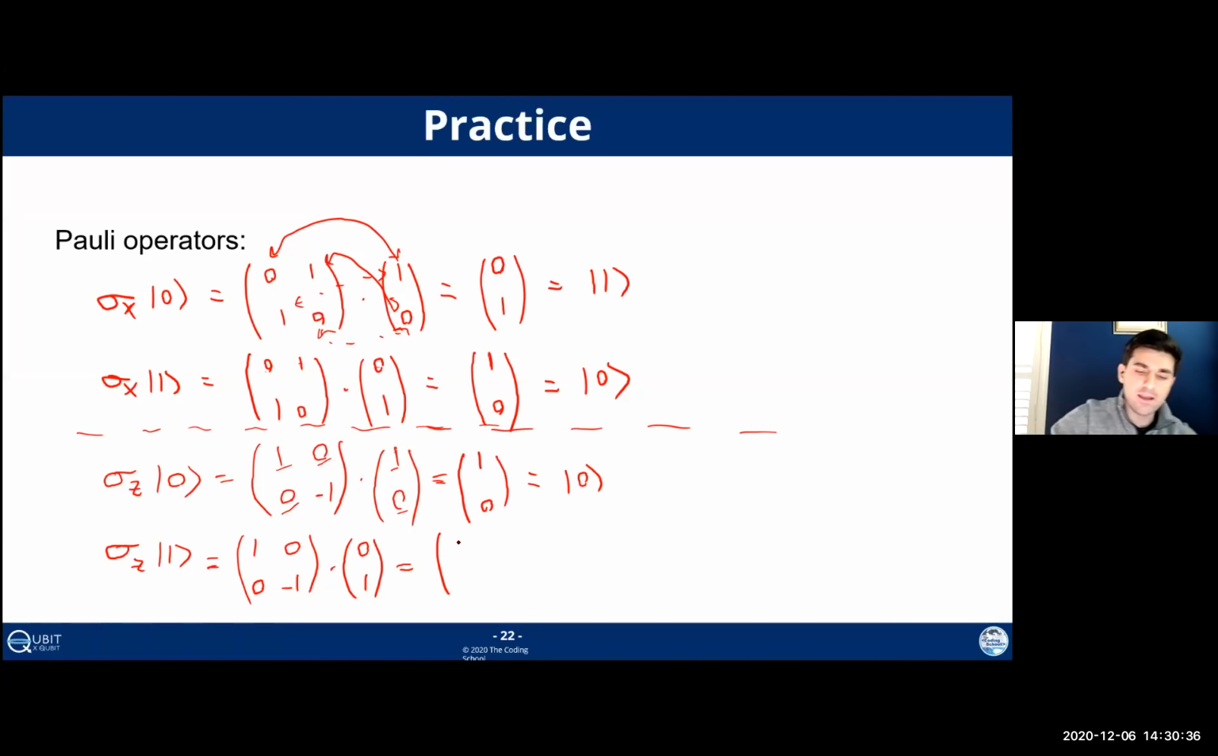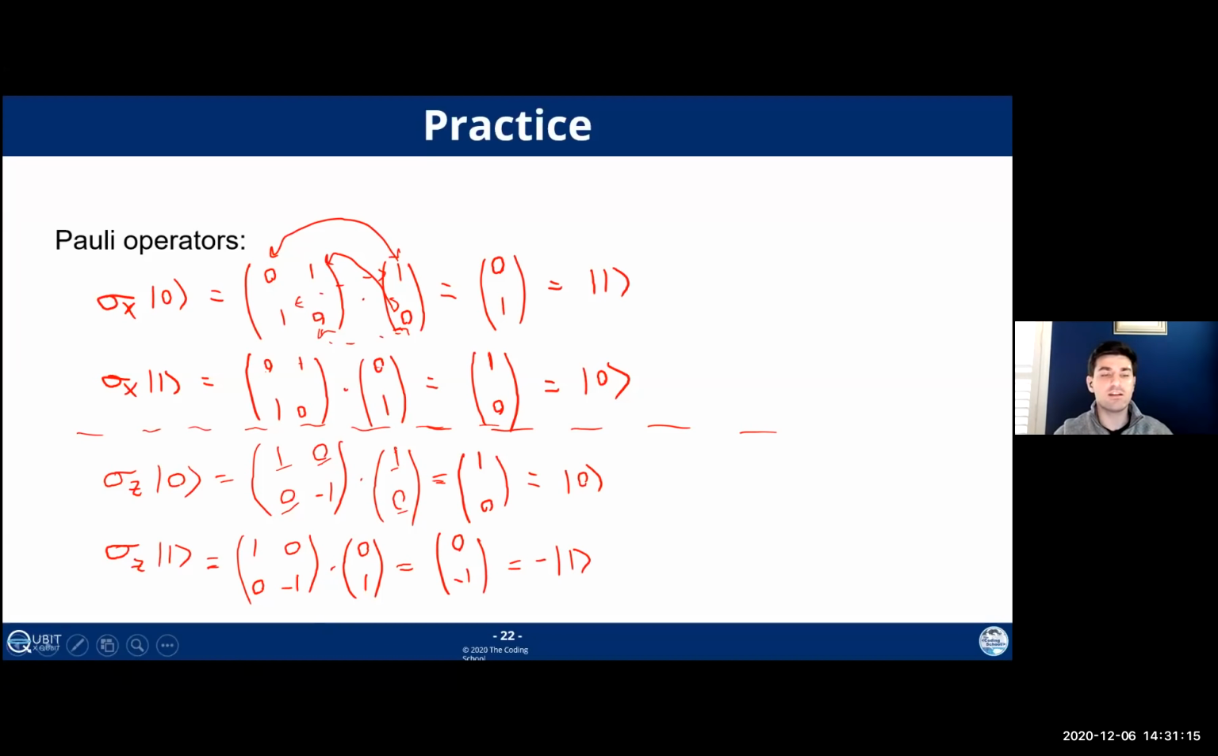So for the first entry of the resulting vector, we get 0 times 1 plus 1 times 0, and that's a 0. For the second entry, we get 0 times 0 plus 1 times negative 1, which is a negative 1. In bracket notation, this would be minus the 1 state. As we've seen in the past, when you apply the Pauli Z operator to the 1 state, it adds a negative sign in front, and it doesn't do anything when you apply it to the 0 state.